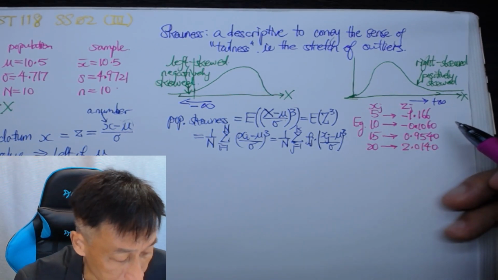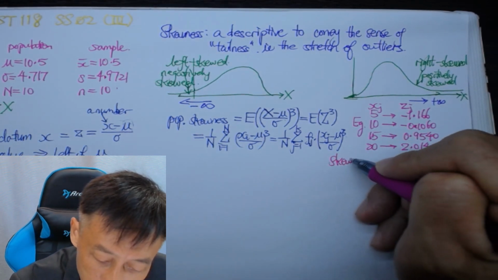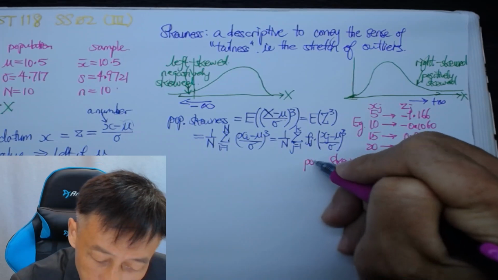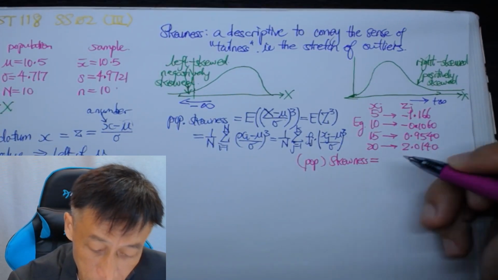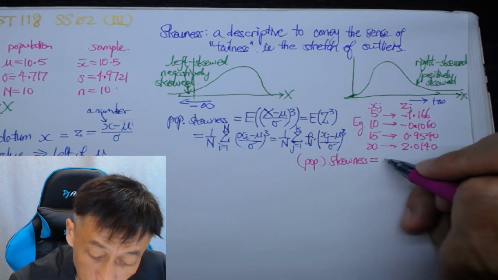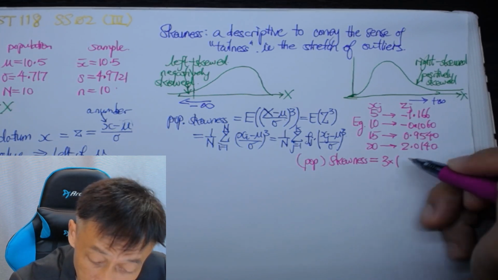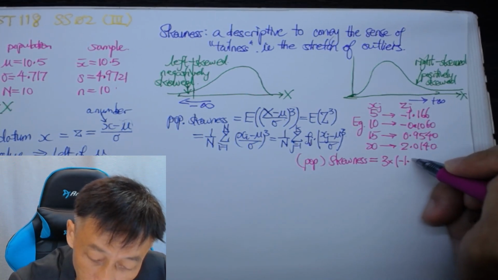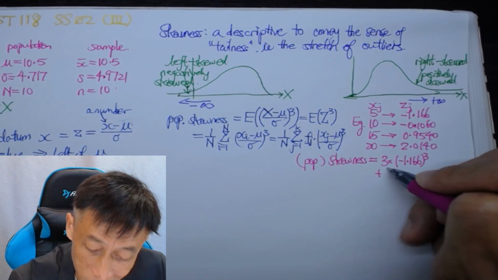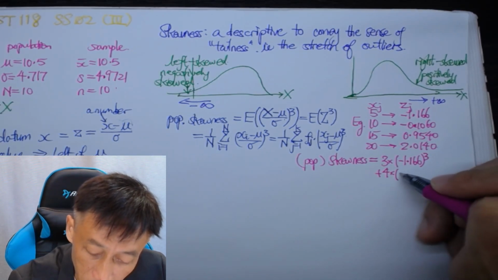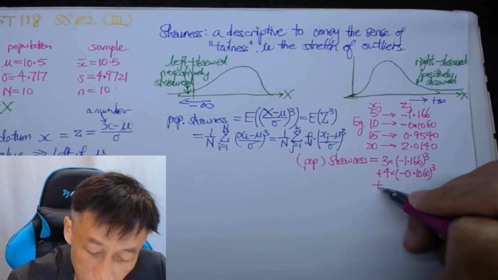Okay, and the skewness of the population is going to be the frequency, right? So 3 times the Z value minus 1.166 raised to the power of 3. And I'm just going to present it vertically down because it's easier to check and compare.